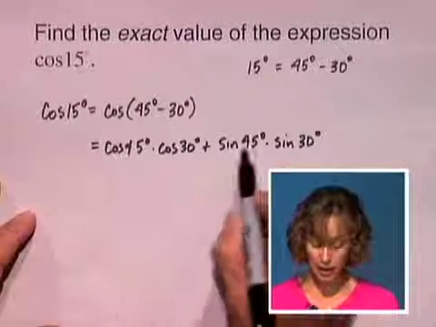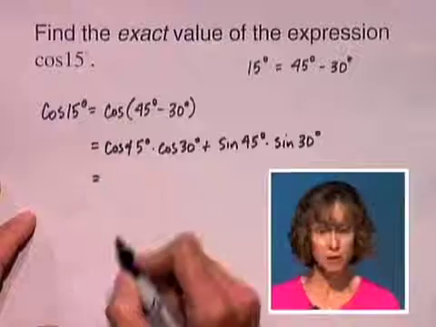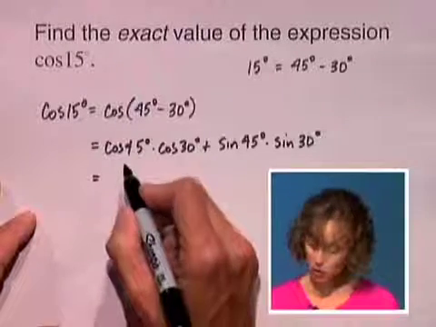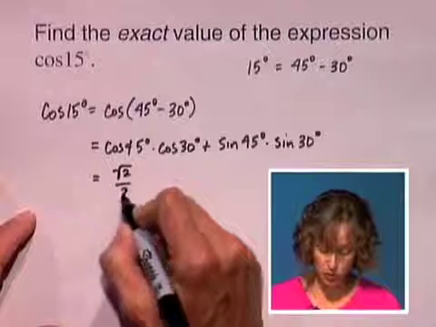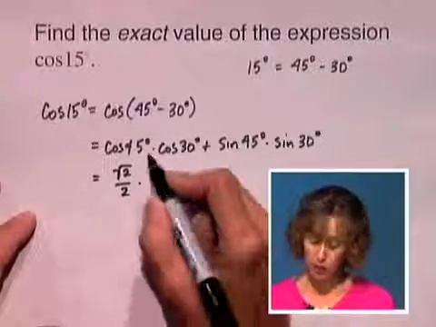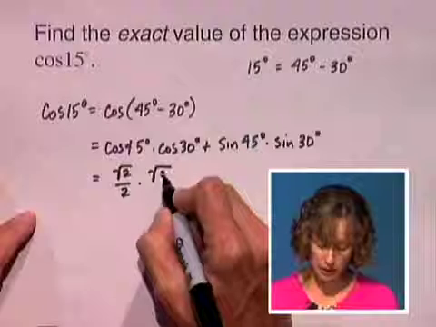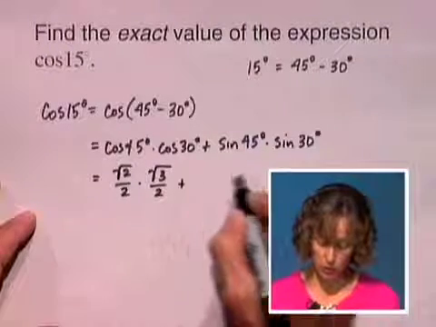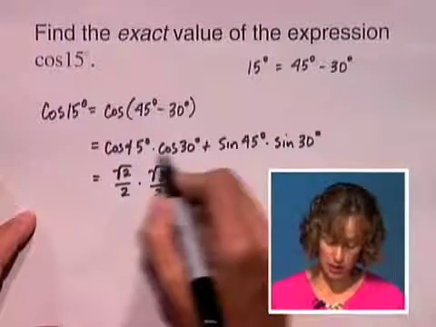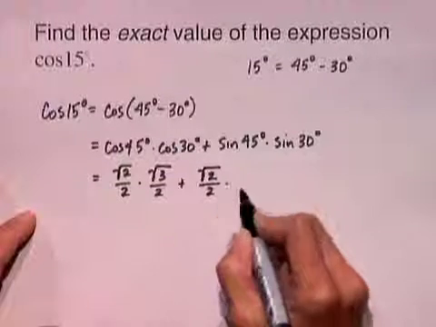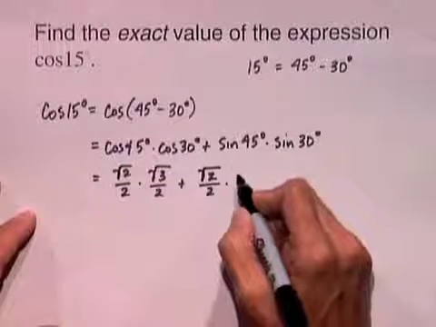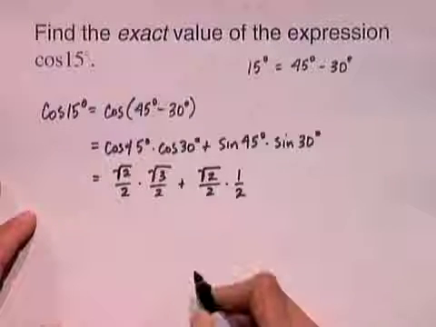And now I put in exact values for these sines and cosines. The cosine of 45 degrees is exactly square root 2 over 2. The cosine of 30 degrees is exactly square root 3 over 2. The sine of 45 degrees is exactly the same as the cosine of 45 degrees, square root 2 over 2. The sine of 30 degrees is 1/2.